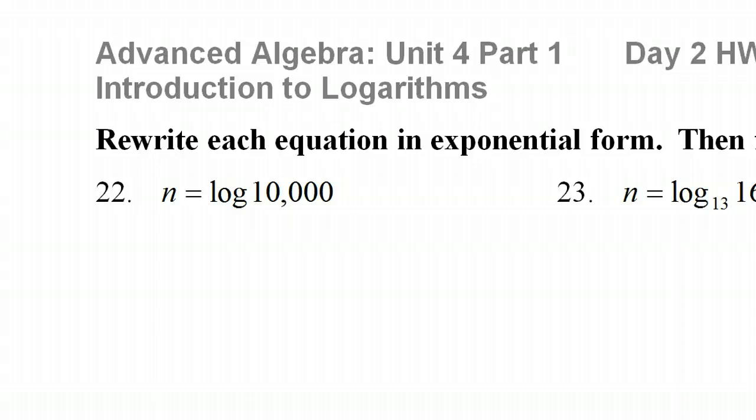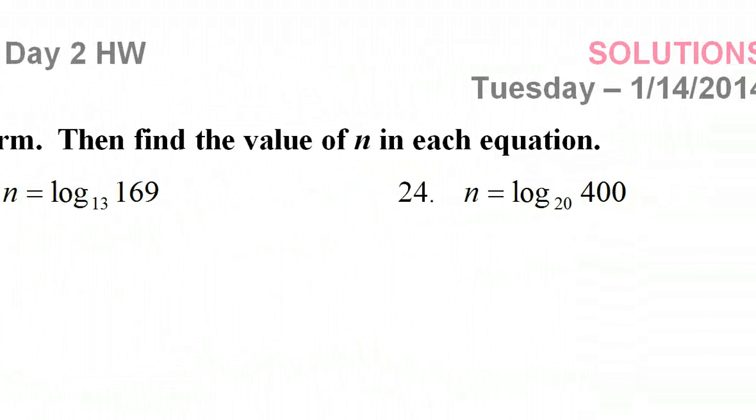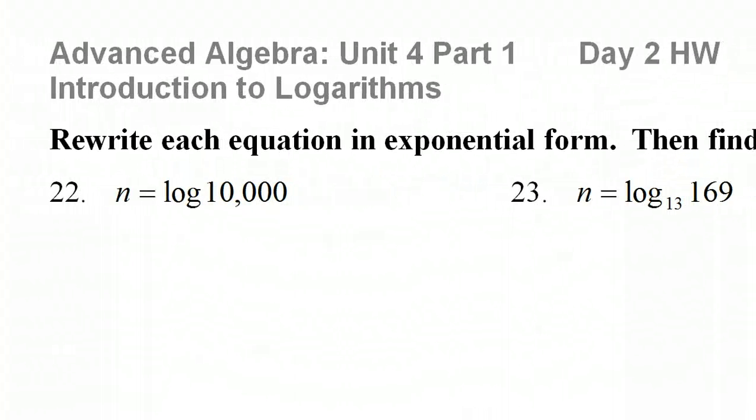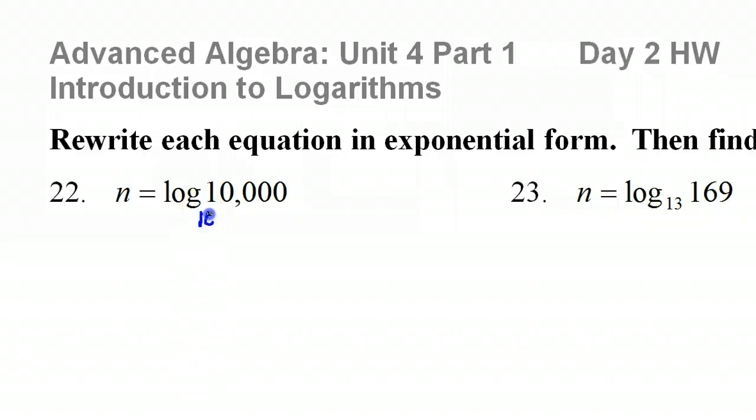Okay, now we're on the back. Rewrite each equation in exponential form. Find the value of n. Okay, exponent form. This is in an invisible base 10. I always like to start with the base. So base 10. When I do exponent form, these two things should switch sides. So this n is going to come over here and become 10 to the nth power. And this 10,000 is going to go over here.